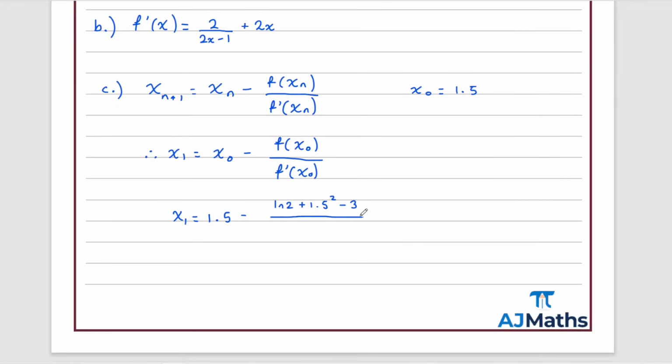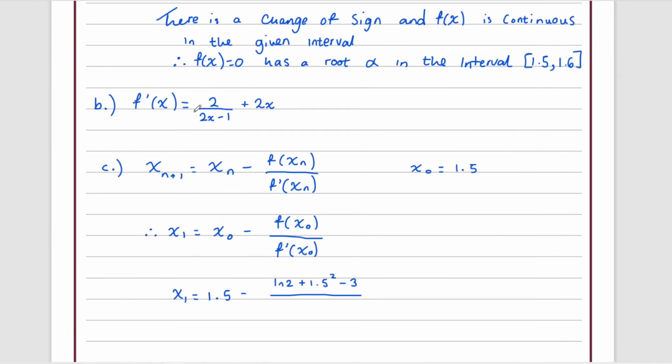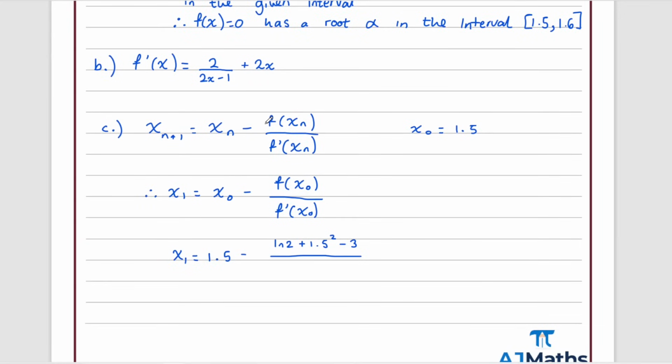And that's all over f prime of x naught. So f prime of x is 2 over 2x minus 1 plus 2x. So that's going to be 2 all over 2 lots of 1.5, so that's 3 minus 1. That's 2 over 2, so that's 1, plus 2 lots of 1.5. So what I get here then is 2 over 2, like we said, plus 3 there. Okay, so that's 1 plus 3, giving us 4 there for the denominator.